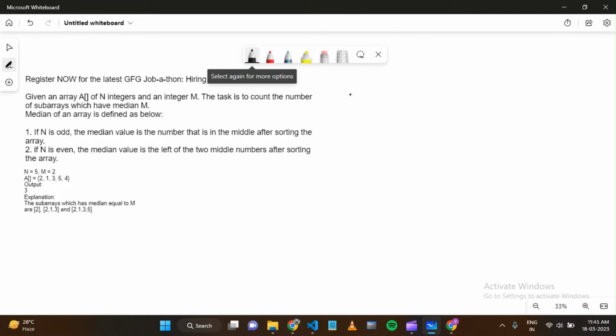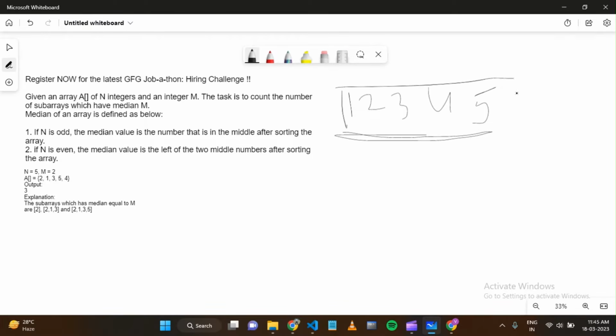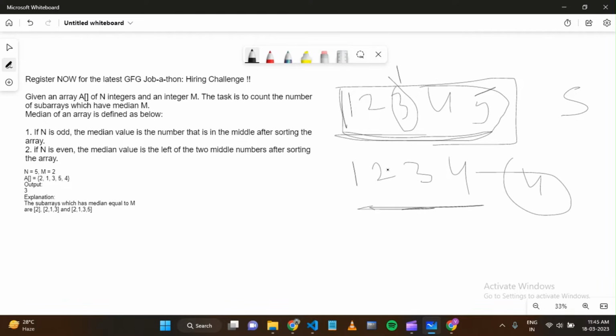So for the median, say we have the numbers 1, 2, 3, 4, and 5. If the length of the numbers is odd, so here 1, 2, 3, 4, 5, the length is 5, then the middle element will be the median of this array. We take equal numbers to the left of the number and equal numbers to the right of the number. But here, in the even case, we don't have any middle element, so we take the number 2 as the median.